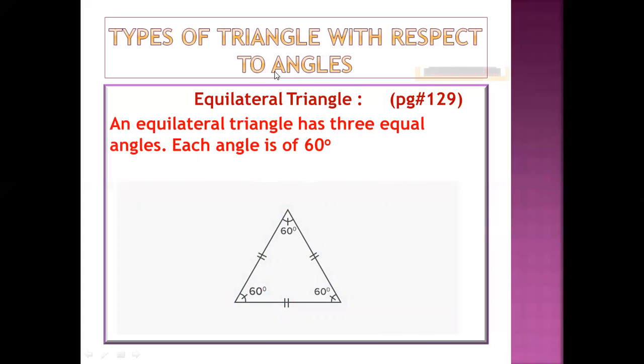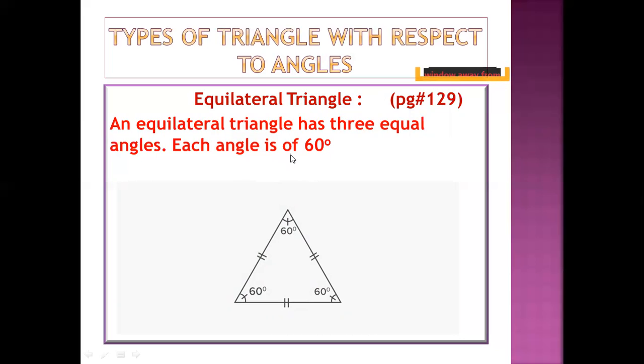Now we come to the triangles with respect to angles. Again we have equilateral triangle. An equilateral triangle has 3 equal angles. As in equilateral triangle with respect to sides, we learn that all the 3 sides are equal. When 3 sides are equal, it means that 3 angles must be equal and each angle of the equilateral triangle will be of 60 degree because the sum of the angles of the triangle is 180.